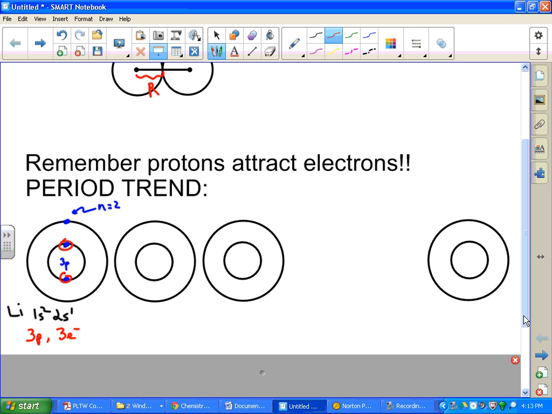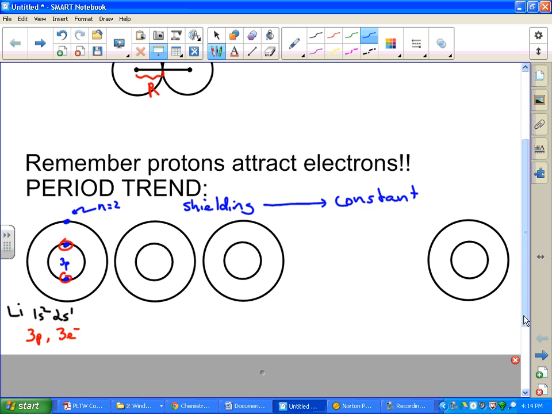Now, this shielding effect really just depends on how many inner core electrons there are. Every element in the second period is going to have 2 inner core electrons. That's important. So shielding is roughly constant as you're traveling from left to right, because every element across the period is going to have the same number of inner core electrons. In this case, in period 2, we're going to have 2.